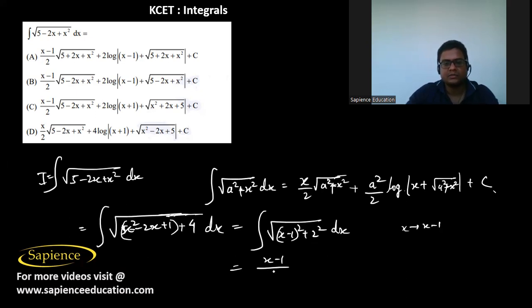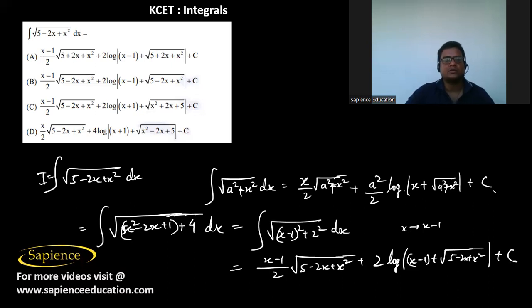So this will be x minus 1 by 2 square root of this, which is 5 minus 2x plus x square. Then plus a square by 2, a square is 4, by 2, that is 2 log mod x minus 1 plus square root of 5 minus 2x plus x square plus c. So it means that option B is the correct answer.